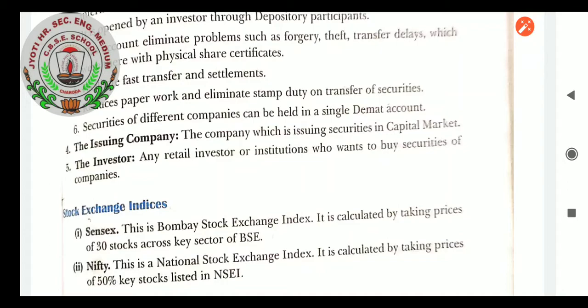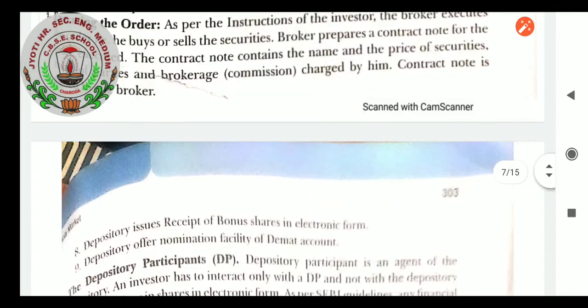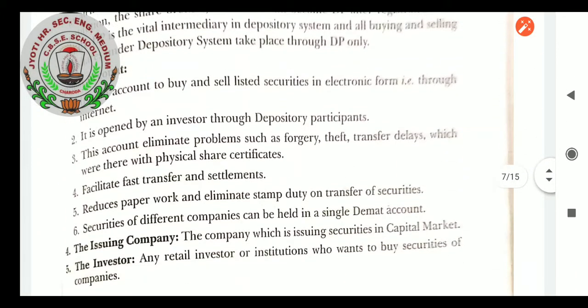Whereas Nifty is the National Stock Exchange index. It is calculated by taking the price of 50 key stocks listed in the National Stock Exchange of India. Before that, there is a topic like depository participants. If you want to know, I will be taking it in my next classes.